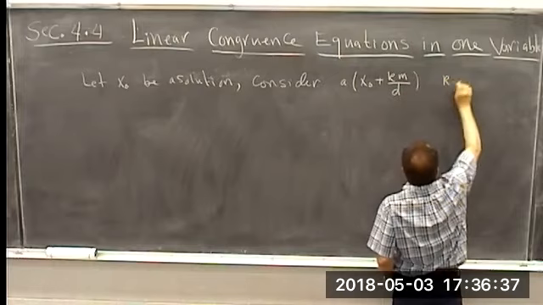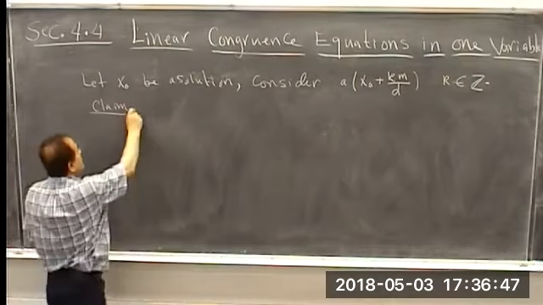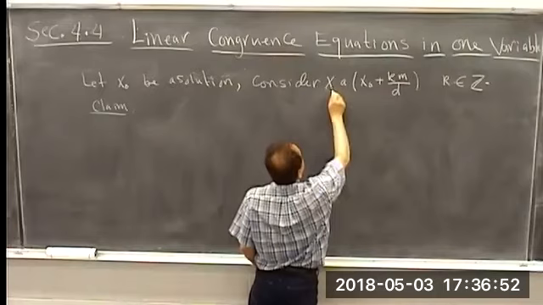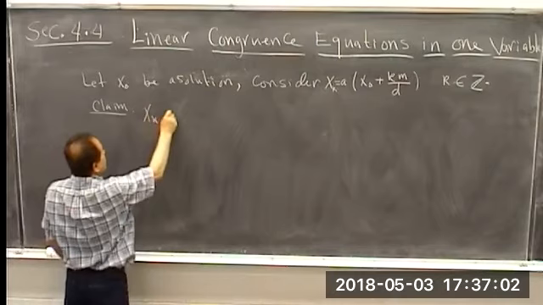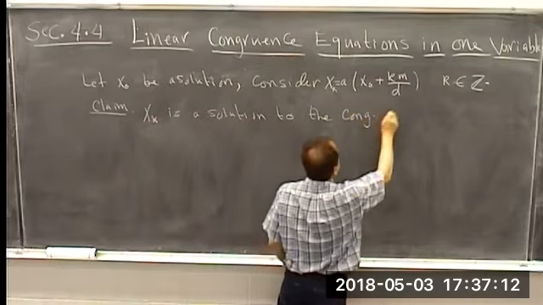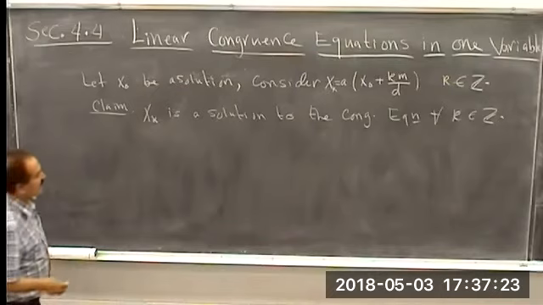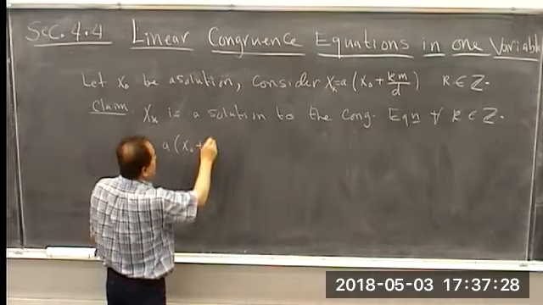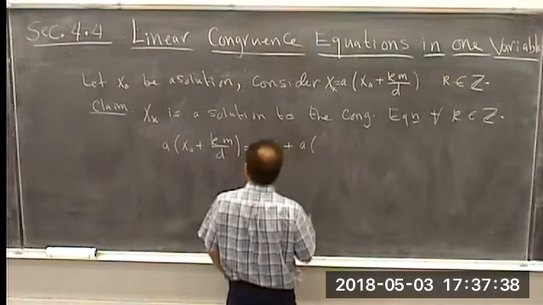Now, let me call this x sub k, because it does depend on k. The claim is x sub k is a solution to the congruence equation for every k in Z. Now all we have to do is see that it's satisfied. So we have a times x sub 0 plus k m over d. This is equal to a x sub 0 plus a multiplied by k m over d.